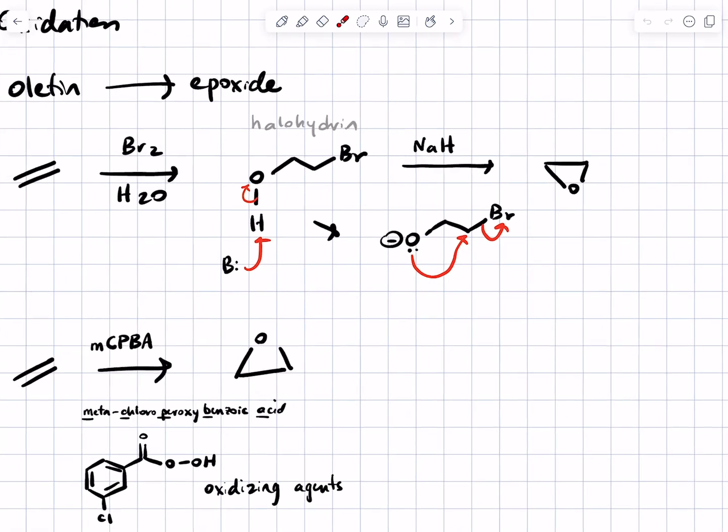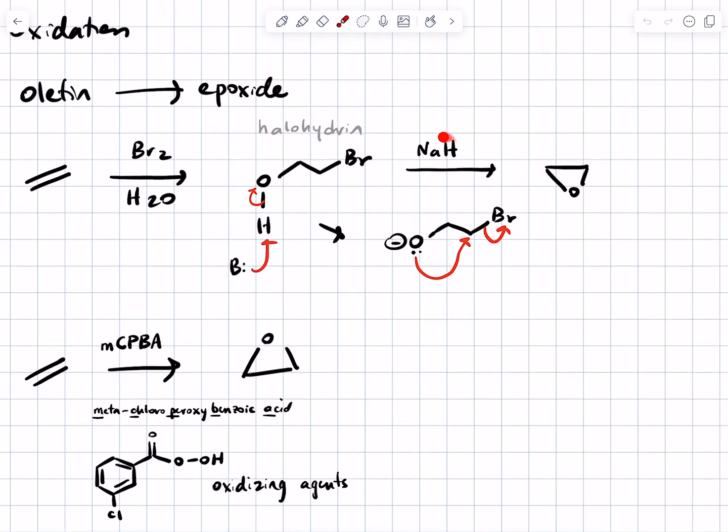And then if you use a base like sodium hydride, you can deprotonate the OH group, turn it into a good nucleophile, and then you're poised for an intramolecular SN2 reaction where you get backside attack of the oxygen on the sigma star and you close up the epoxide.